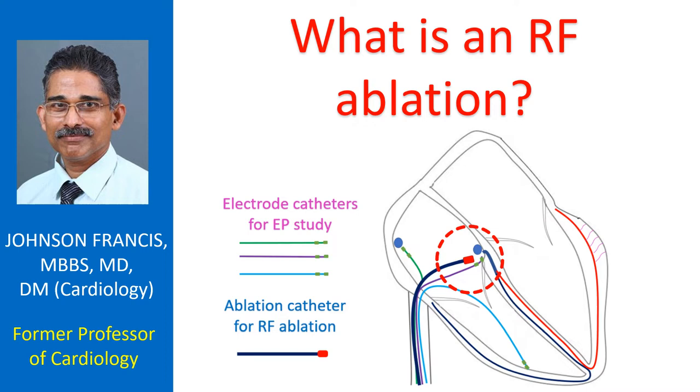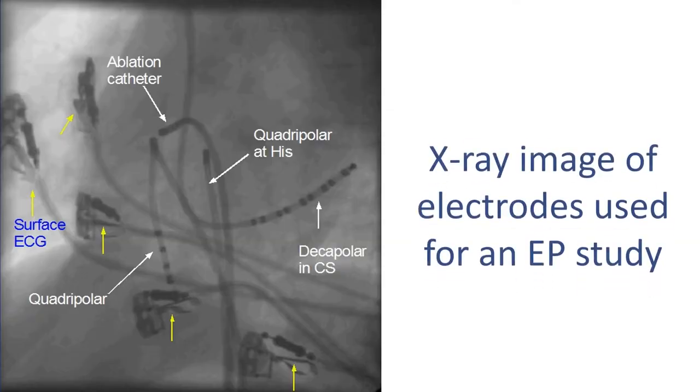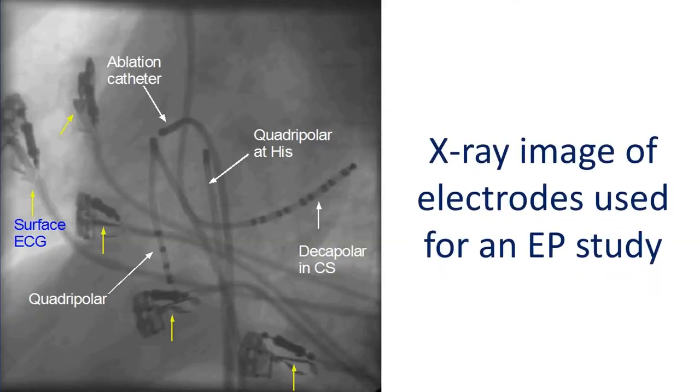This produces a tiny superficial burn in the region which abolishes the abnormal electrical activity in the heart. An electrophysiology study, EP study, is done prior to RF ablation to identify the source and mechanism of the abnormal electrical activity or conduction within the heart which causes the heart rhythm abnormality.